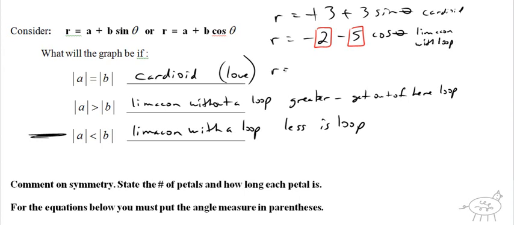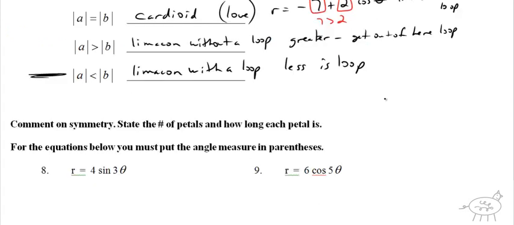And then here, r equals negative 7 plus 2 cosine of theta. Again, I'm only concerned with this number and that number. I don't care about the signs. So do you guys agree 7 is greater than 2? And what does that mean? Get out of here, loop! So the loop is going away, so it's a limaçon without a loop. Okay, so that's the way to identify that.